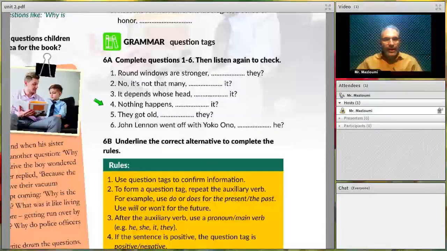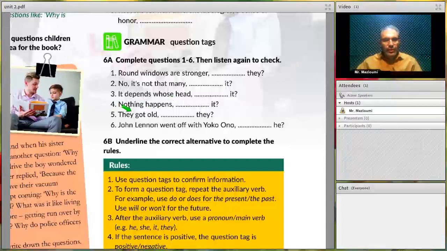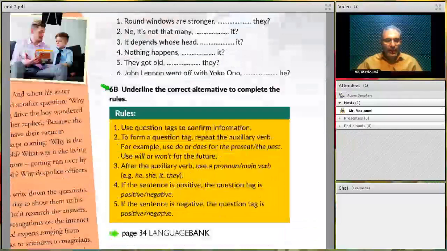Number 4, nothing happens. Nothing is negative, and happens is present simple. The tag is does it. Number 5, they got old. Got, simple past, and the sentence is positive. Didn't they? Number 6, John Lennon went off with Yoko Ono. Went, simple past and positive. Didn't he? By the way, go out with someone means go away with someone. They just ran away. They went away with each other.